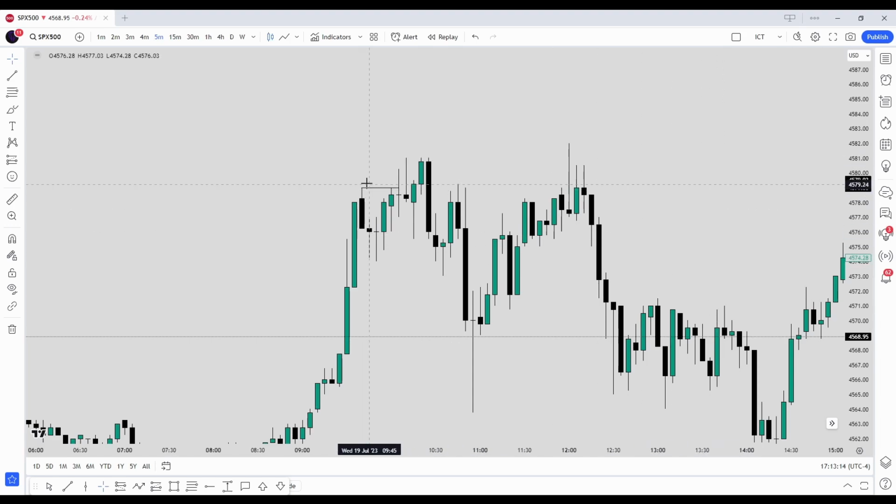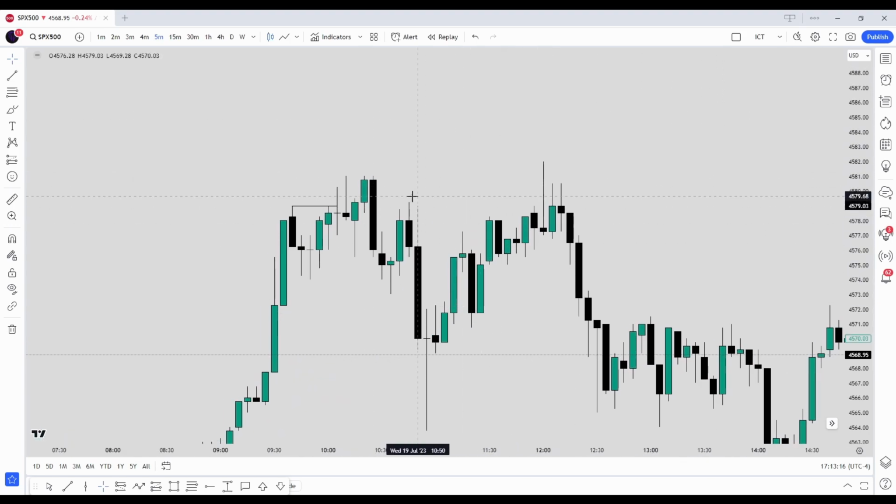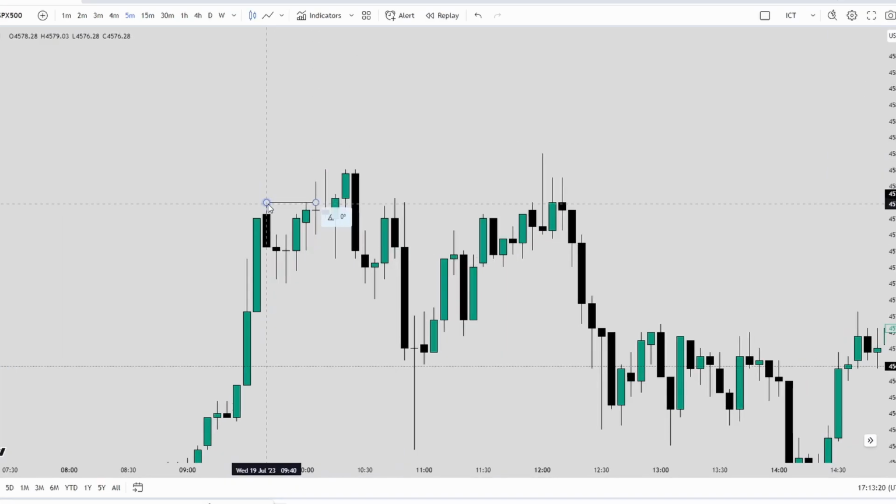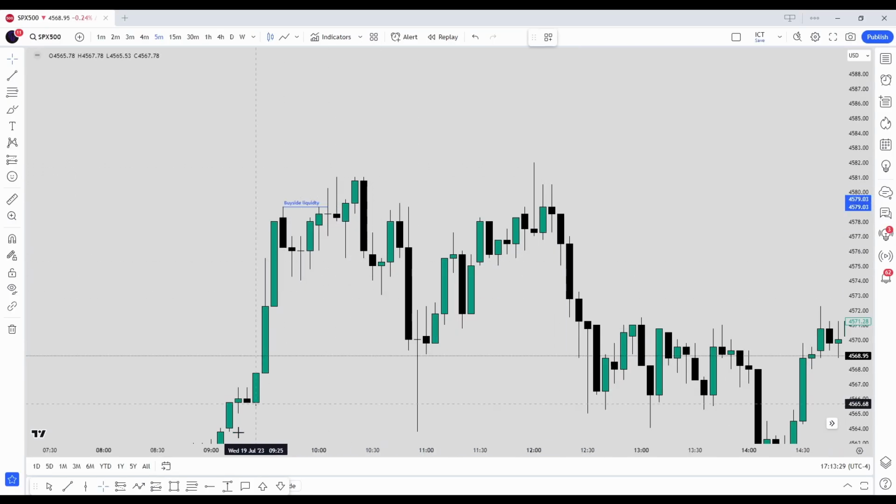So the first thing, we need liquidity sweep. Now the next thing, what we need is a short-term low being formed if we take buy side, and short-term high being formed if we take sell side. This is the bearish example, and we took buy side liquidity. I'm gonna mark this, and you can see we have a short-term low being formed.